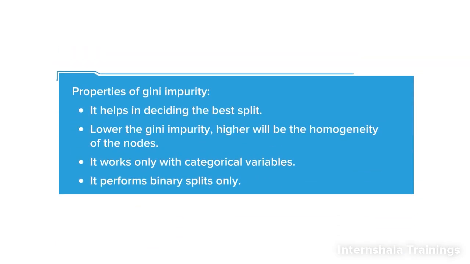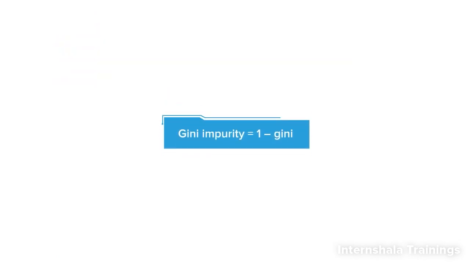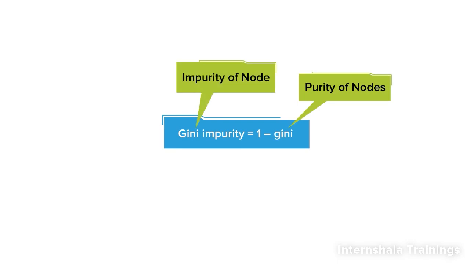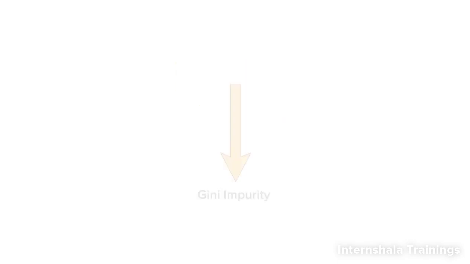Let's look at the properties of Gini impurity before we actually calculate the Gini impurity to decide the best split. It helps us to decide the best split based on the Gini impurity. As we discussed before, Gini impurity is 1 minus Gini. So here, Gini denotes the purity, and hence Gini impurity tells us about the impurity of nodes. Let's move on to the second property. Lower the Gini impurity, higher will be the purity of nodes, and hence higher will be the homogeneity of the nodes.